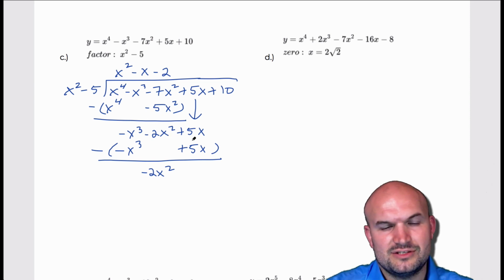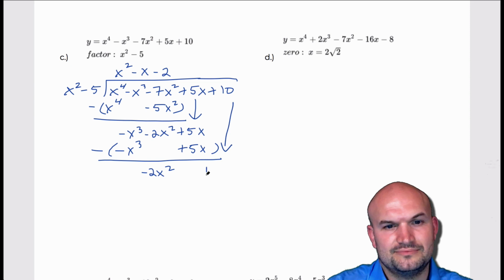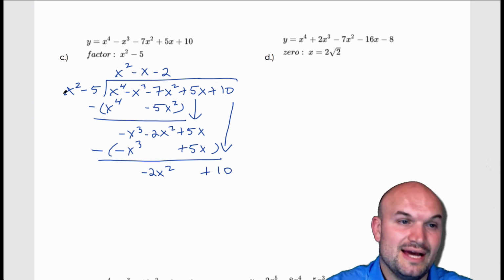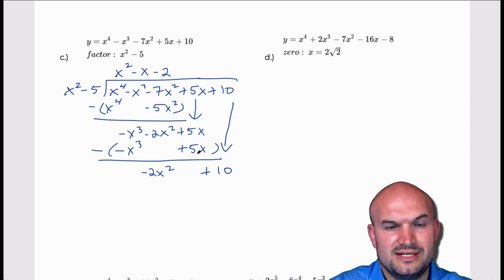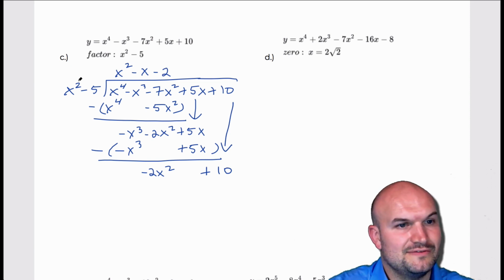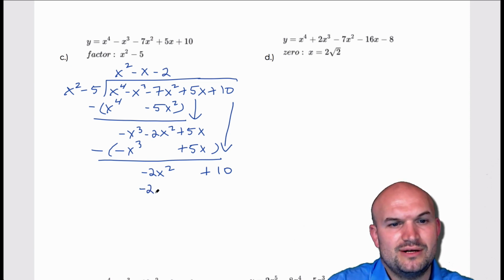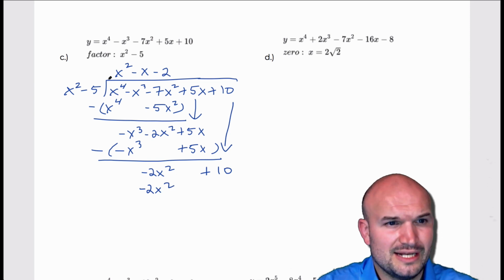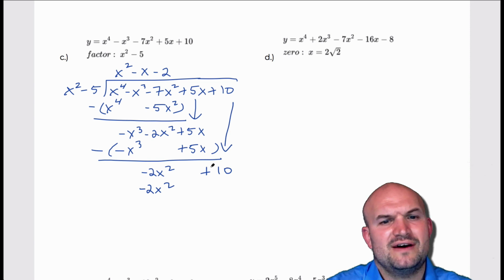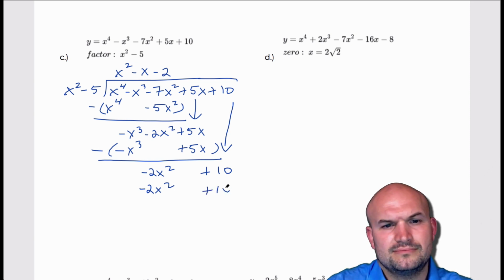Subtracting these, this goes to 0, that goes down, and then you can just bring down the 10. All right, now x squared divides into negative 2x negative 2 times. I forgot to bring down 10, subtract those. Negative 2 times x squared is a negative 2x squared. And negative 2 times negative 5 is going to be a positive 10. Okay, and when you subtract those, you again get 0.